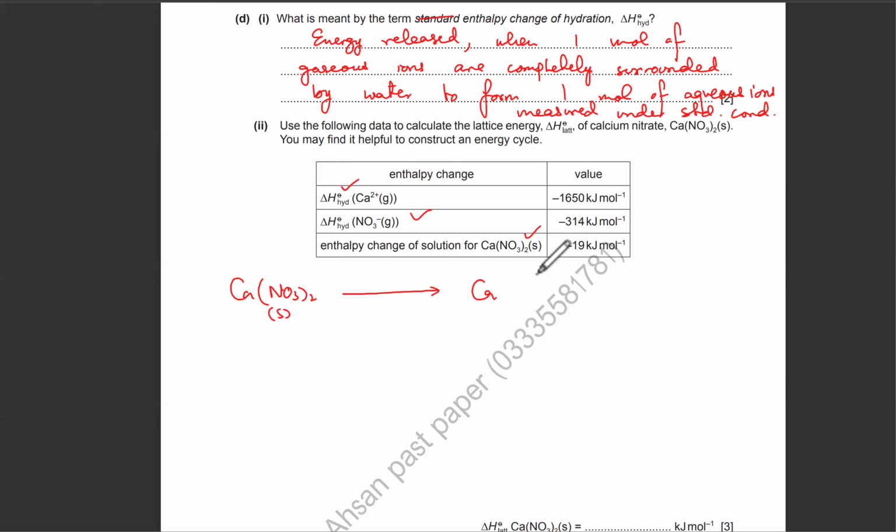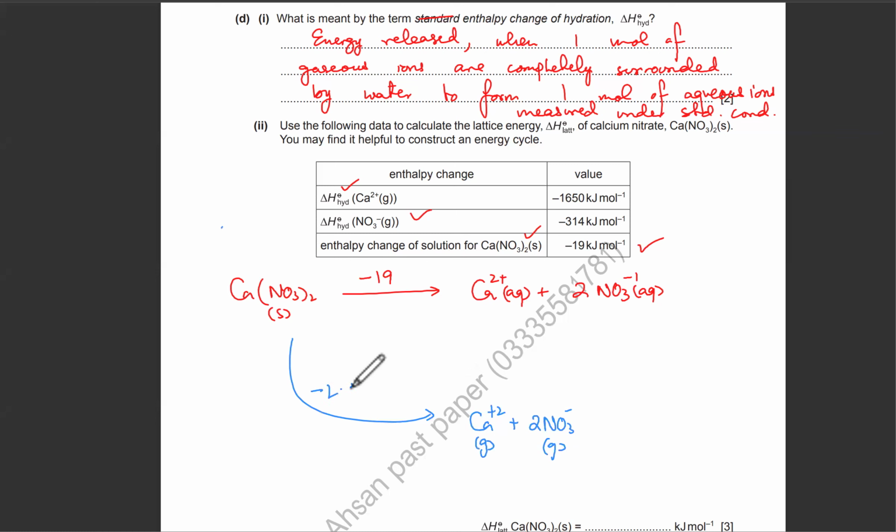So it's going to form what? Ca2+ aqueous and 2NO3- aqueous. So that's enthalpy of solution. This value is minus 19 kilojoules. Now I'm going to figure out the other path, which is you break the lattice. So it's going to turn into calcium ions gaseous and 2 nitrate ions gaseous. That's negative of lattice energy.